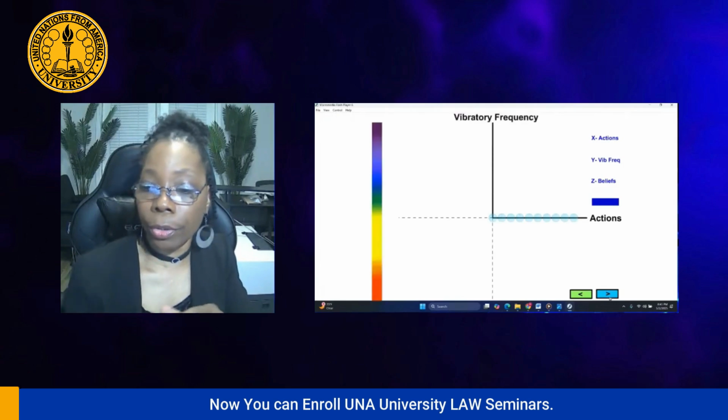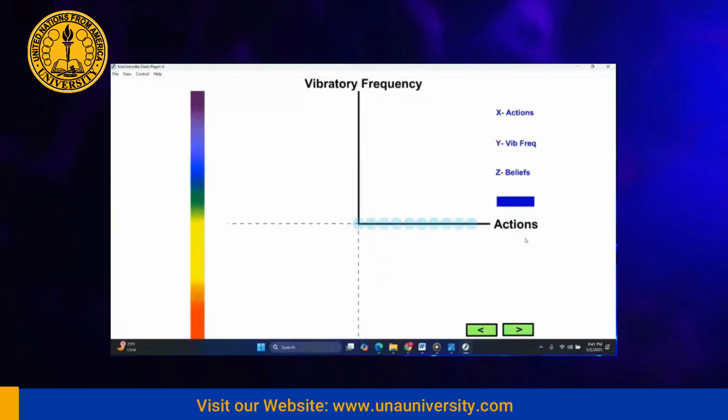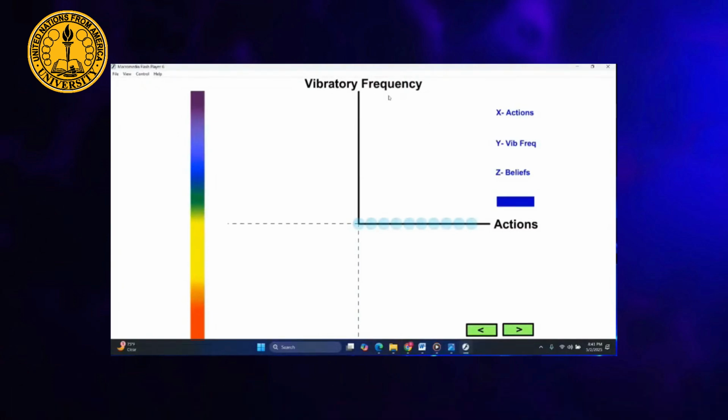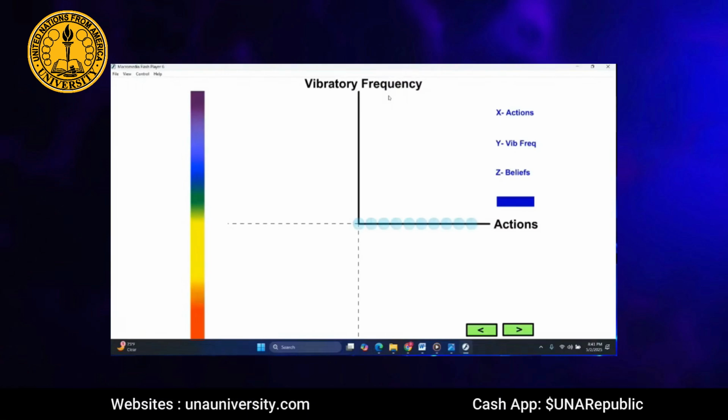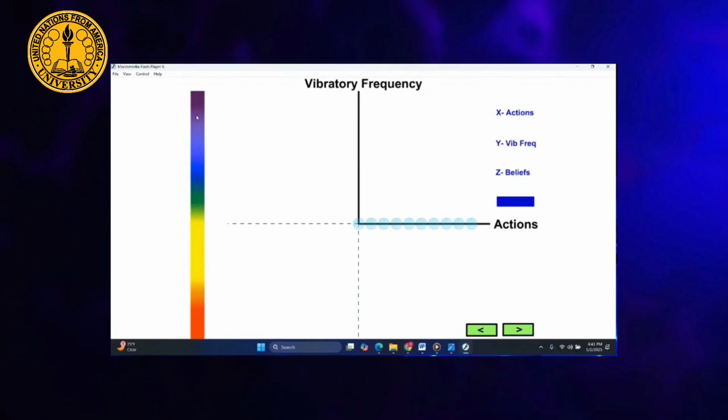Because then you have, this is the fifth dimension, actions. Your sixth dimension would be the vibratory frequency. Meaning, how do you feel? Are you happy or sad? Notice your lower vibratory frequencies are down here in the red and the yellow. These are lower vibratory frequencies, whereas your higher vibratory frequencies are up here.